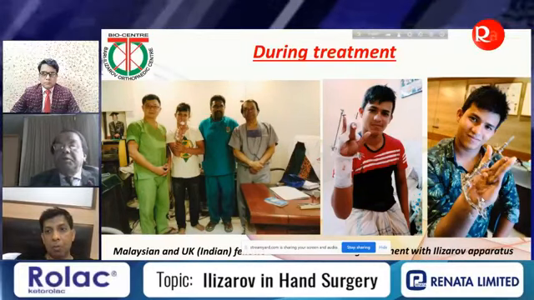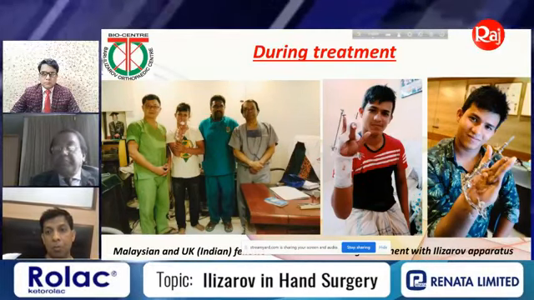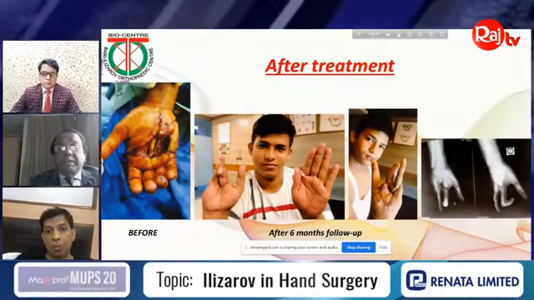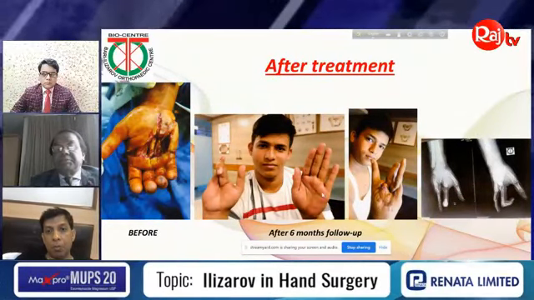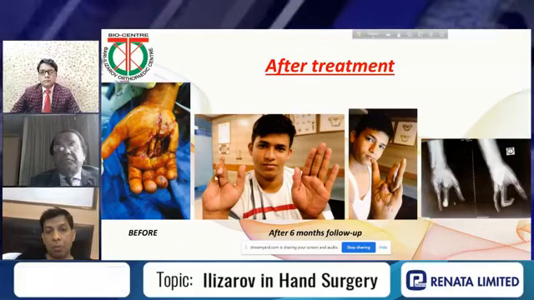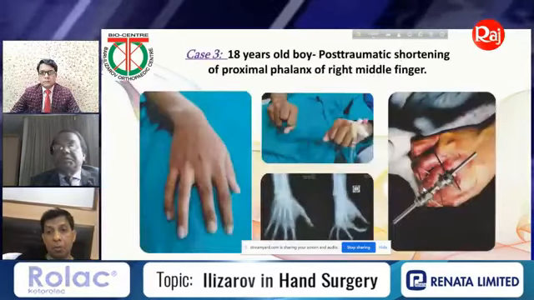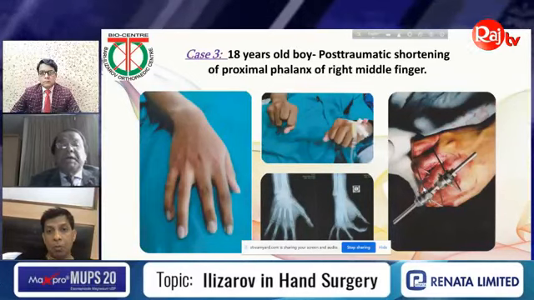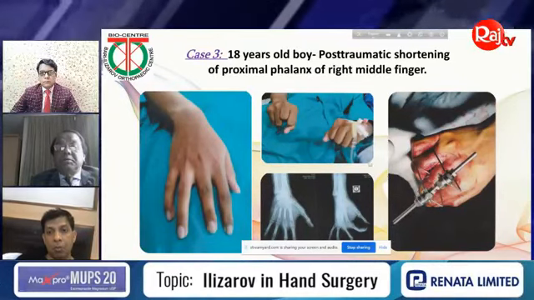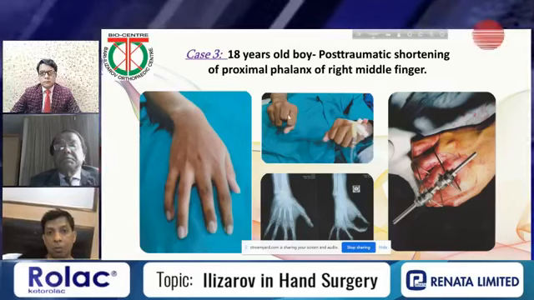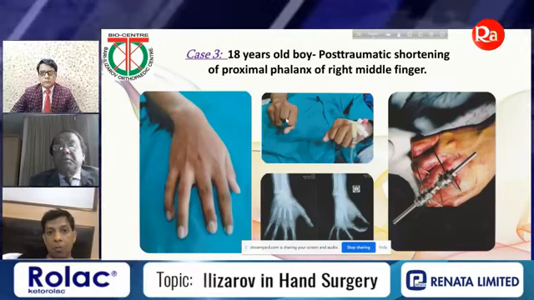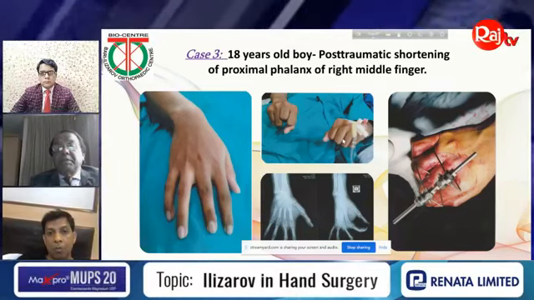This boy came from Saudi Arabia for treatment like that, and he was like that. See, only 3 fingers, and then he could work with this. This is the thumb. You can see here, trauma came to my place, post-traumatic shortening. It was like that, right hand and left hand.